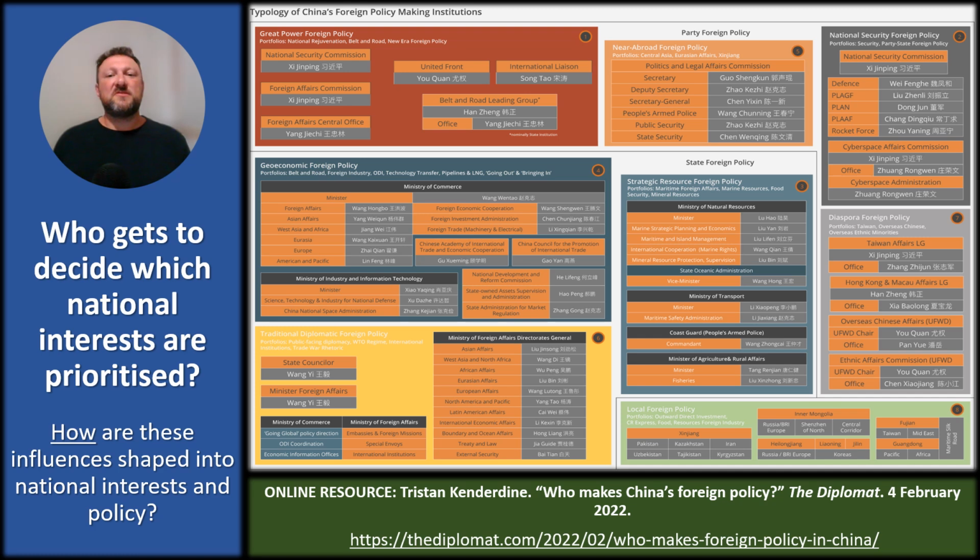Focusing on the process of foreign policy formation in China, we can see how national interests are shaped and prioritised in the institutional structure of the government. I recommend this institutional organogram by Tristan Kenderdine from The Diplomat. Organograms are great in showing the dirty complexity of institutional processes, which are not always obvious to students who often come into the course with a very monolithic view of how governments work.